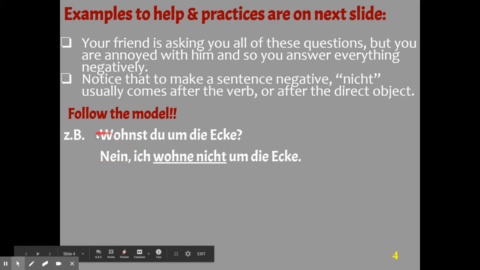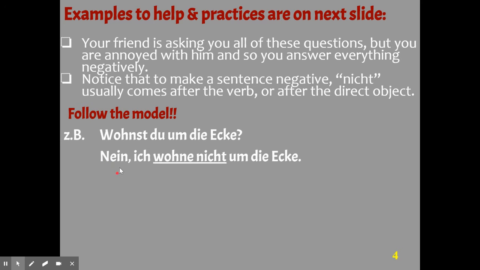The first word, nein, is just simply no to answer the question. That's why I have no and a comma. Then ich wohne nicht um die Ecke. The nicht is what makes the sentence negative, saying literally, I live not around the corner. But again, in English, we don't say I live not. We say I don't live around the corner.